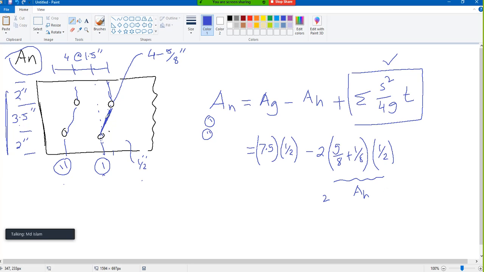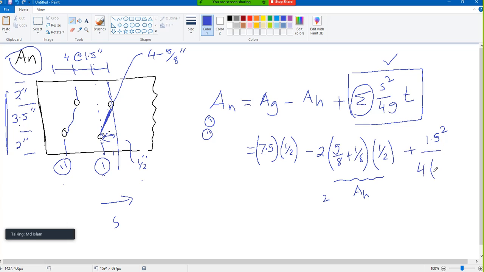there is an inclined path. Inclined path means we have to consider it. How to consider? S square. S square is distance this way. Distance this way is S. Now what is the distance between this and this? Given 1.5. So 1.5 square. Now there is a summation sign here. I have only one path, so I have nothing to worry about summation. Only one. So S square is done.